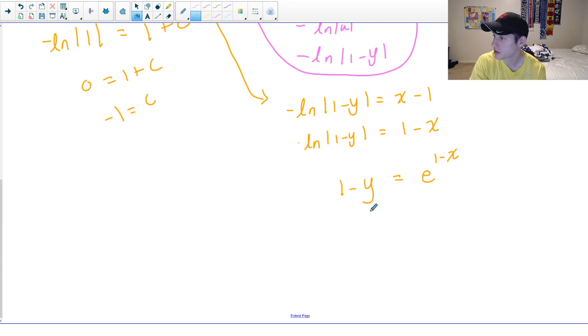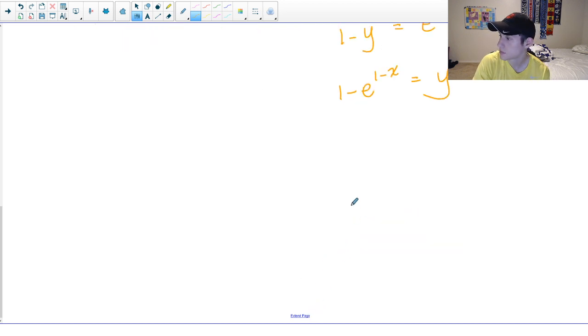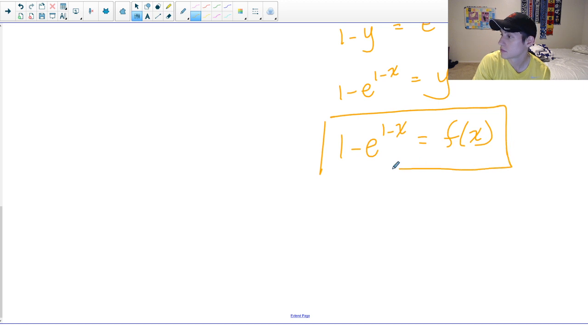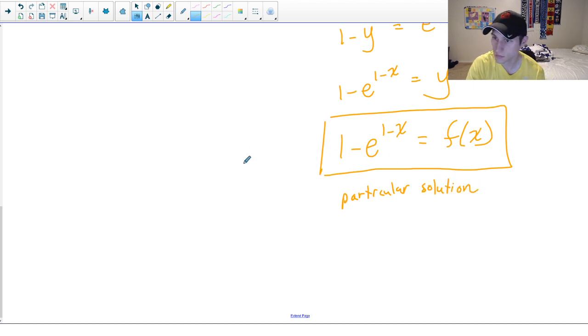And now I can just subtract, right, or rearrange. So I'll add y to both sides and then subtract this over to the left. So 1 minus e to the 1 minus x equals y. All right, or I guess more specifically, equals f of x. This is the particular solution. Right, particular meaning we use the initial condition to figure out what c should be.